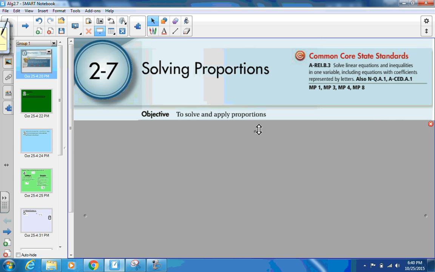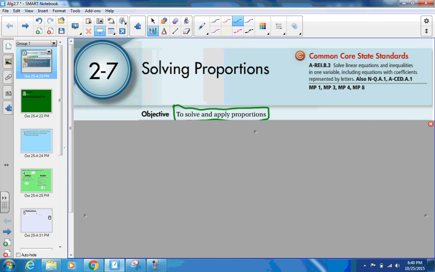Before you do anything, please make sure you write down your goal, which is to solve and apply proportions, right on your goal sheet right now so that you don't forget later. Afterwards, you need to self-assess yourself. So if you need to stop what you're doing, open up the goal sheet and write it down.